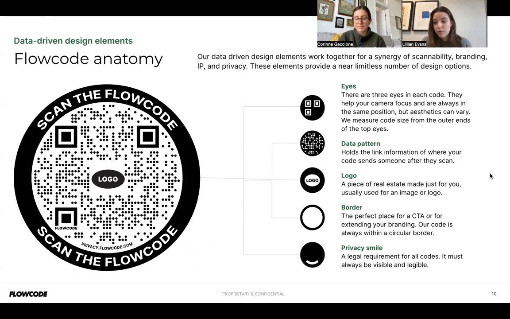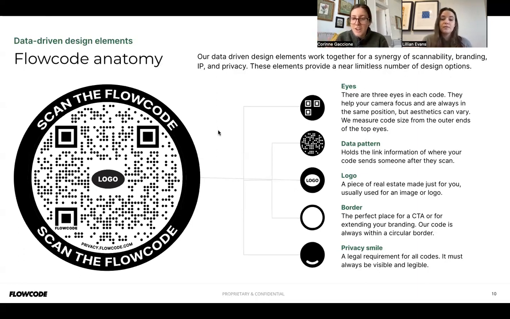As we become more familiar with codes in the real world, we find that less people are scanning for fun and they really want to know where that code is going. It adds a certain level of trustworthiness to you if you let people know where that code is going to go before they scan. And then following up with that trustworthiness, our privacy smile is included on every code. It should always be visible and legible, and this just really ensures that everything is privacy compliant.